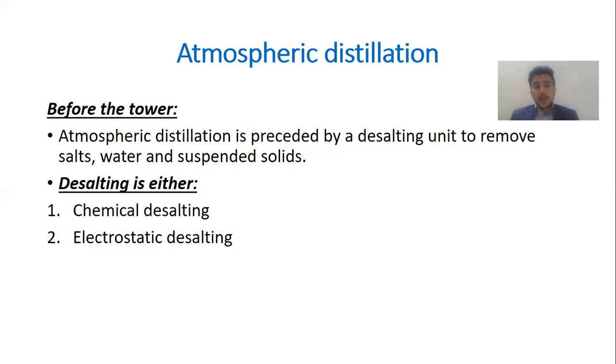And also, we have the electrostatic desalter. In an electrostatic desalter, there is a strong electrostatic charge in the vessel. So this electrostatic charge can combine the droplets of salt water, and these droplets will be more easily removed from the crude oil.